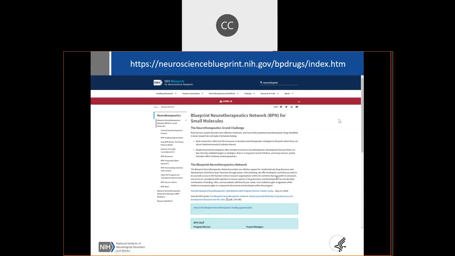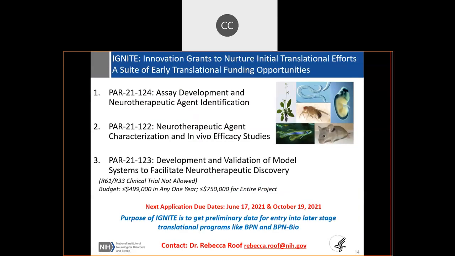So let me tell you also about some of the early phase. Let's say you're not ready for the BPN quite yet. You need to develop your assay and run a screen. Our NINDS Ignite program can help you with that if you're within the NINDS mission. You can also come to NINDS for things like early medchem optimization to just get to the in vivo efficacy studies to bolster and get you the preliminary data you need to move the project forward. You can also come in to Ignite for things like developing an animal model.